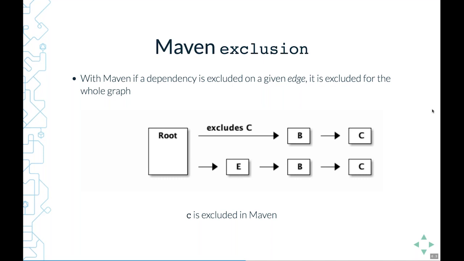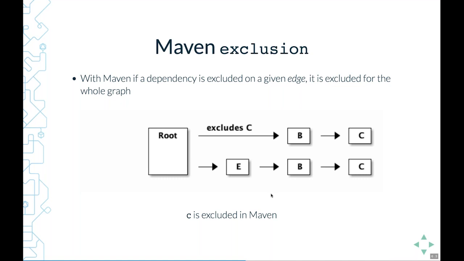So in the Maven case, if I have a root project that brings in B as a dependency, but tells the B it brings that C shouldn't be brought in, and then another dependency E that brings itself B and C, the result for Maven is that C is excluded.